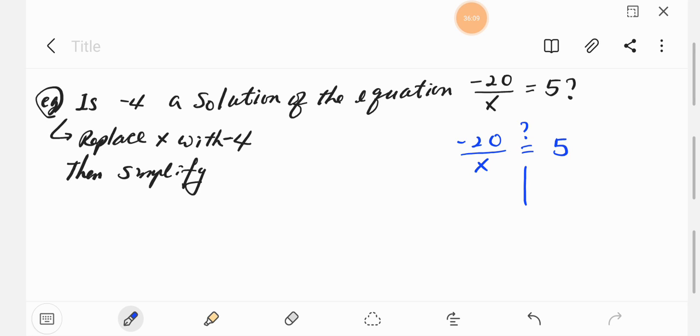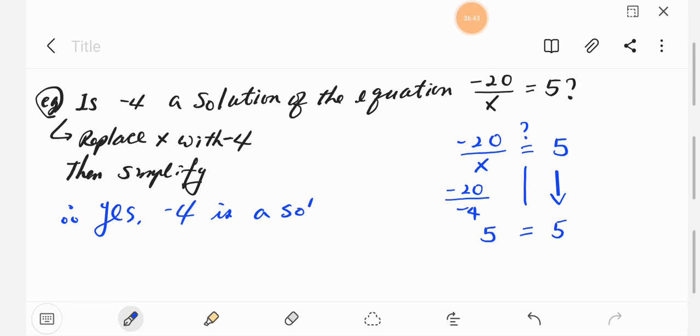So let's replace it. Negative 20 divided by x. X is negative 4. Then negative 20 divided by negative 4. Same sign, so the result is positive. And 20 divided by 4 is 5, right? So this is positive 5. So the left side of the equation is positive 5, and the right side of the equation is 5. They are equal. So yes, we can say negative 4 is a solution of the equation.